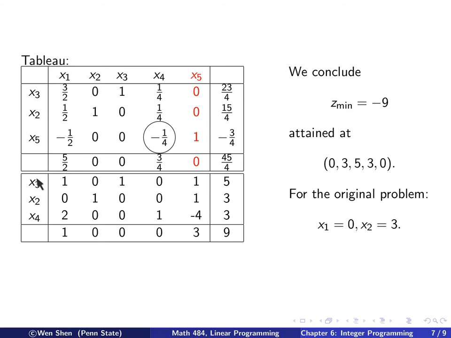And then we see that all these values are integral, and then we have solved the problem. So we conclude that the minimum of z is negative 9 from here, attained at x1 is 0, x2 is 3, x3 is 5, x4 is 3, and x5 is 0. Okay. If you want to go back to the original problem, which only contains x1 and x2, then you say x1 is 0, x2 is 3 is the optimal solution, with the optimal value negative 9 for the z.